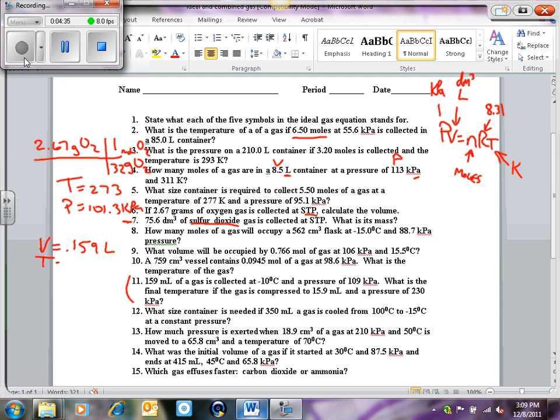My temperature is going to be -10 degrees Celsius. Add 273 to that, and I get 263 Kelvin. Pressure is going to be 109 kilopascals. That's in the units I need, so no problem.